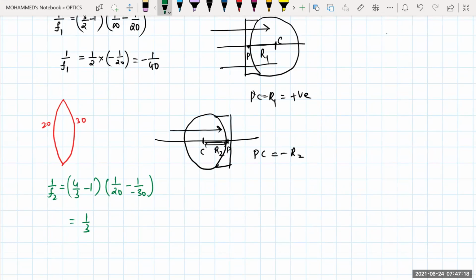So it is 1 by 20 plus 1 by 30. It will become 3 plus 2 by 60, that means 5 by 60. So 5 by 60 means it is 1 by 12. That means 1 by f2 is 1 by 36. This is for lens 2.